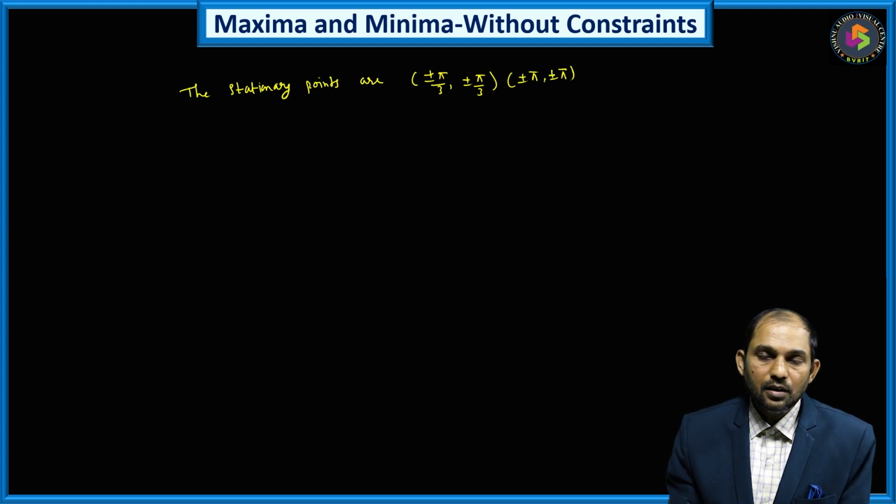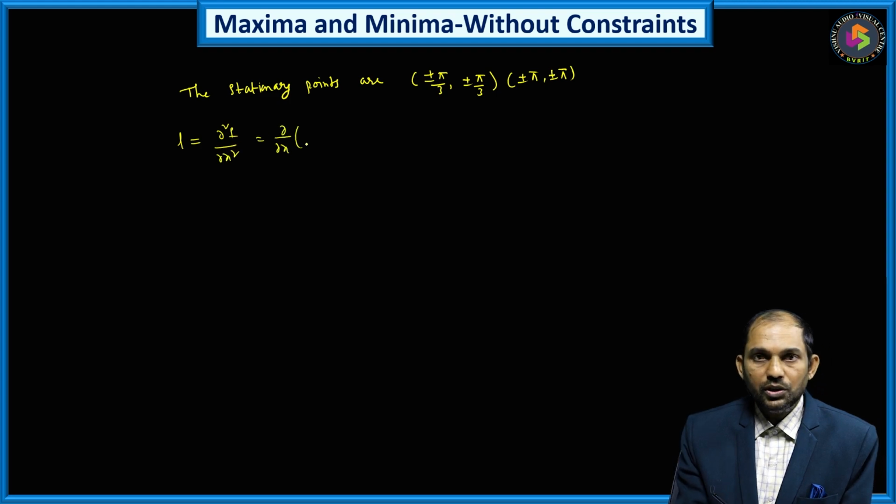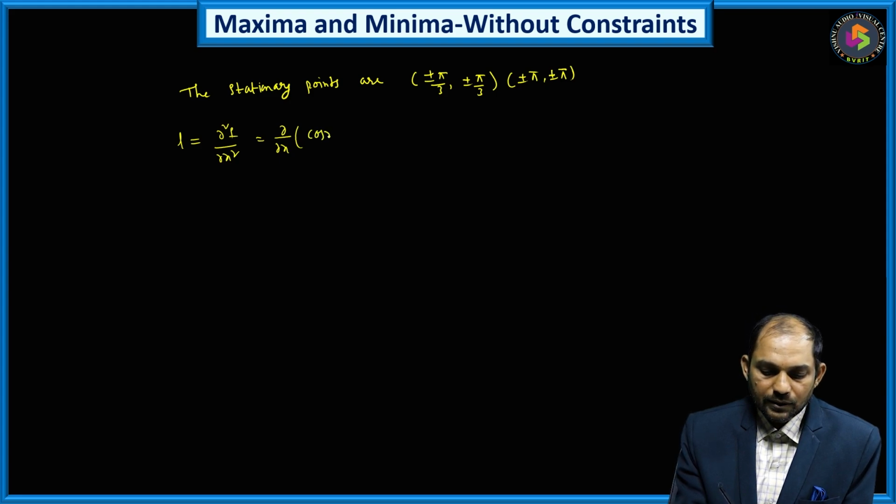At each and every stationary point we have to check the sign of L n minus m square. So first let us compute the definition of L. L is given by dou square f by dou x square. Take dou by dou x of dou f by dou x, which is given by cos x plus cos of x plus y.